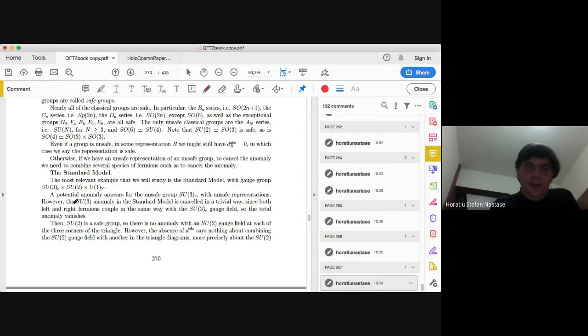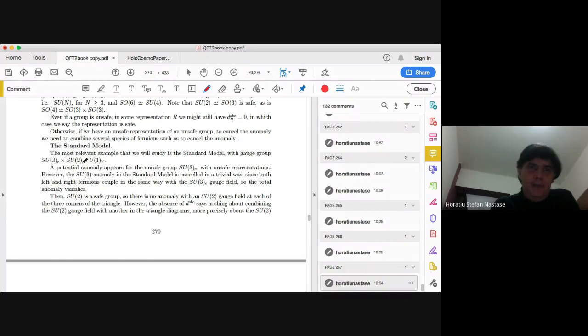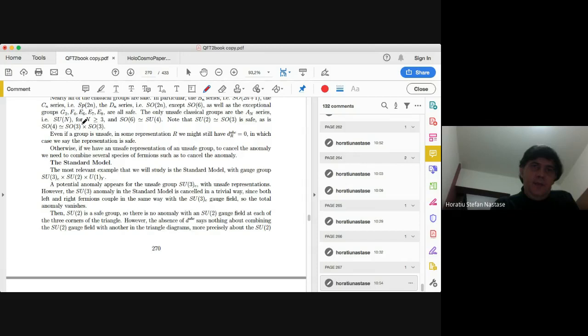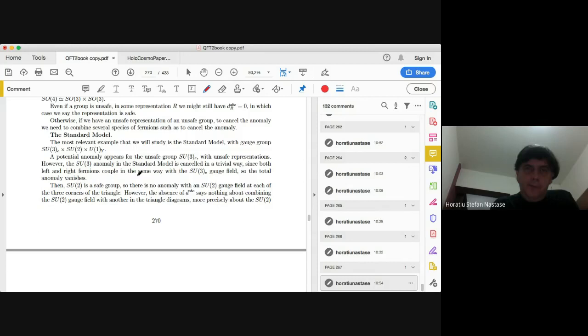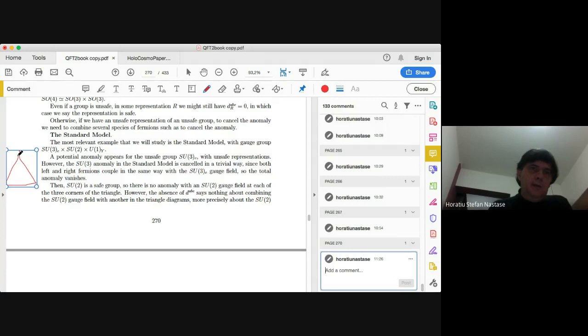So SU3 is anomaly free, meaning having SU3 charged fields running in the loop. SU2 is a safe group, also because it's SO3 and also because of this condition we said. Now, SU2 is safe, so there is no anomaly with SU2 charged fields running in the loop, or in other words, in a triangle with SU2 current divergence here and SU2 gauge fields here.